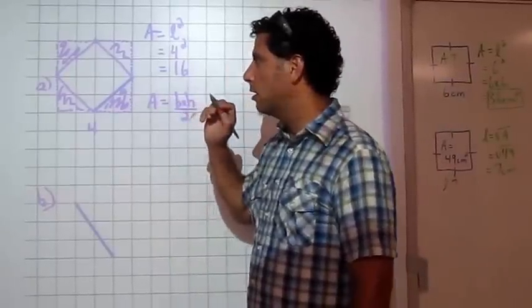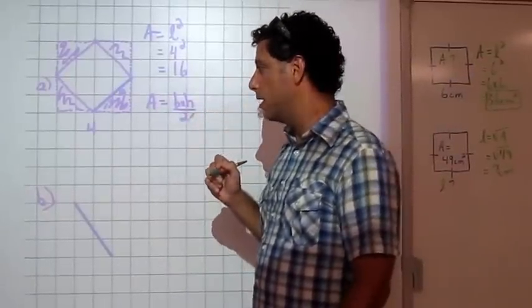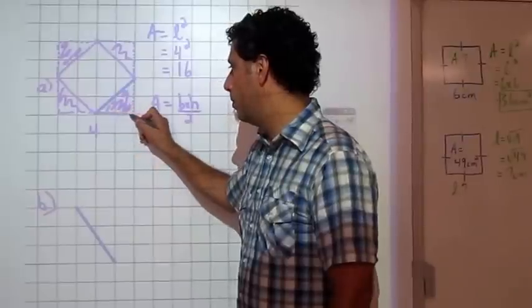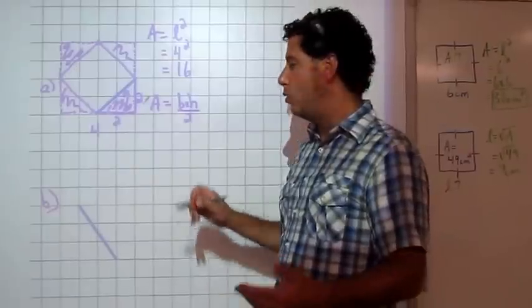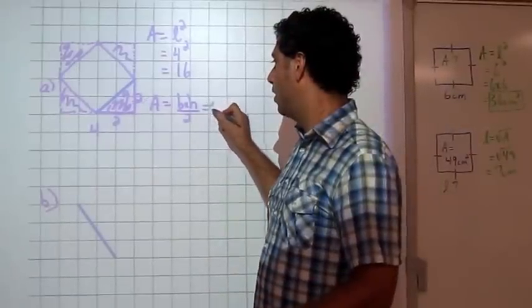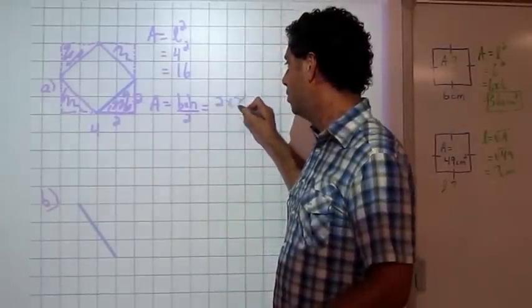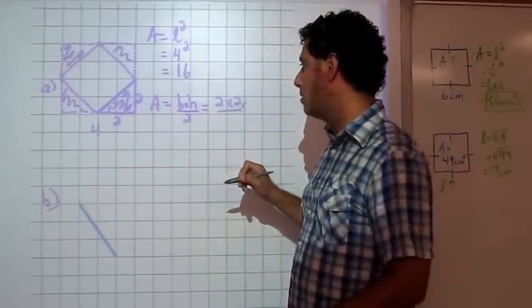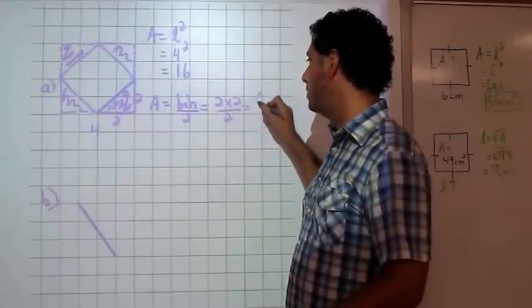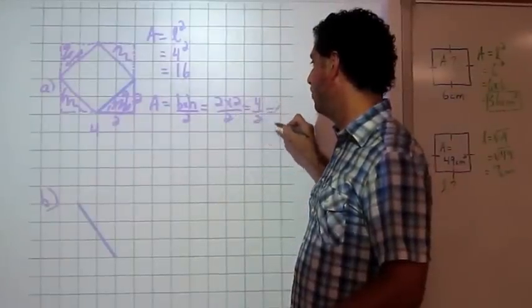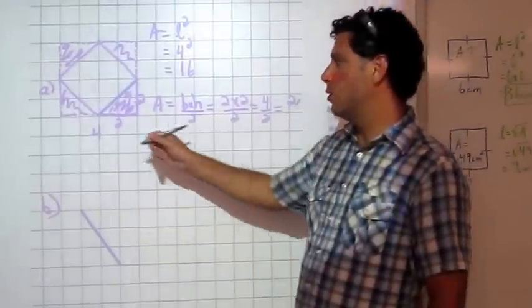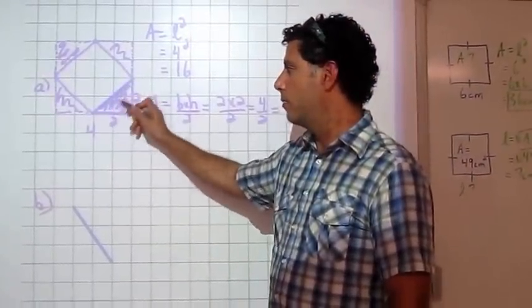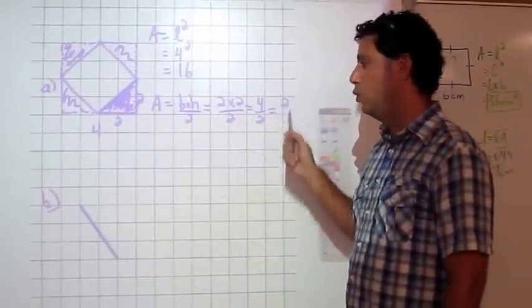Now, take a look at one of these triangles. This triangle here, for example, has a base of 2 and a height of 2. So in order to find out its area, we'd say 2 times 2, so the base times the height, divided by 2. So that's 4 divided by 2, which is 2. So this triangle here has an area of 2.